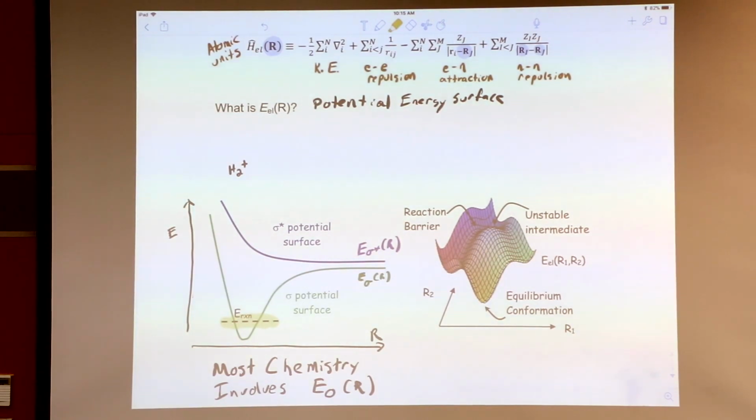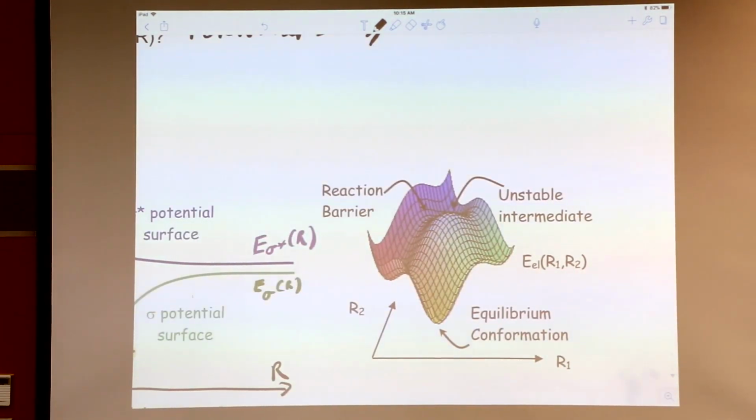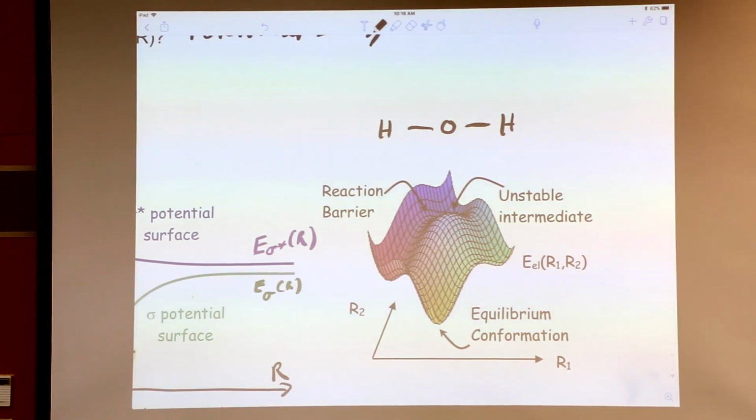So in most cases, knowing about the lowest potential energy surface gets you most of chemistry. But then we can also talk schematically about how these potential energy surfaces will look for a more complicated example. So let's say I had the water molecule, HOH. So this is a more general case.